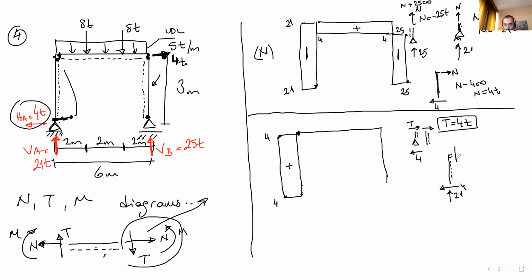So what we are going to do: this 4 doesn't work for this beam because it's in the axial direction. This vertical 21 is perpendicular to the beam. That's why we consider that force. So T minus 21 equals 0. T is 21 tons. It's positive. Here I have a 21 at this point.